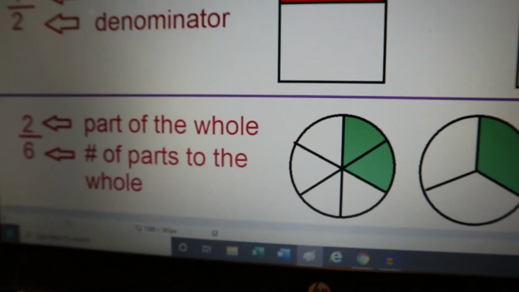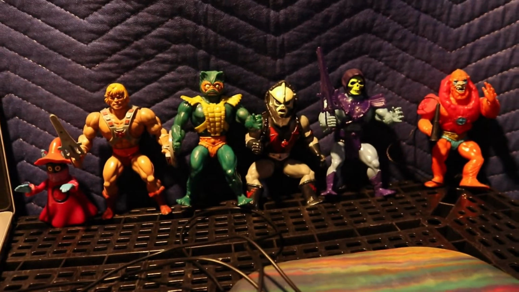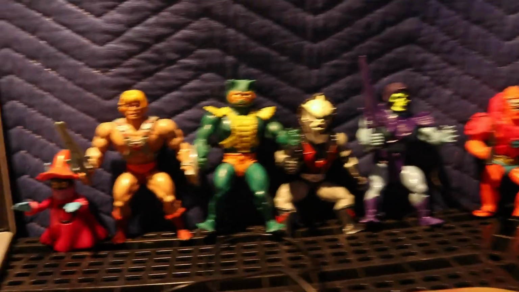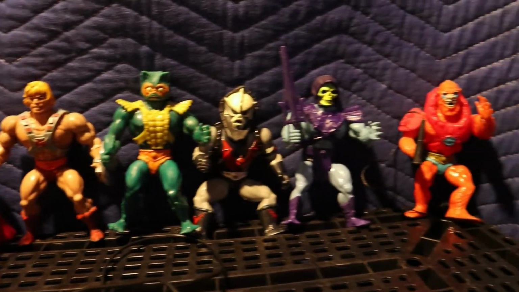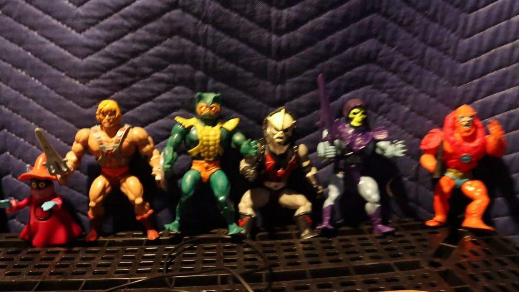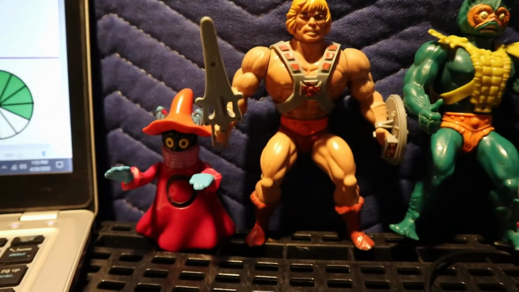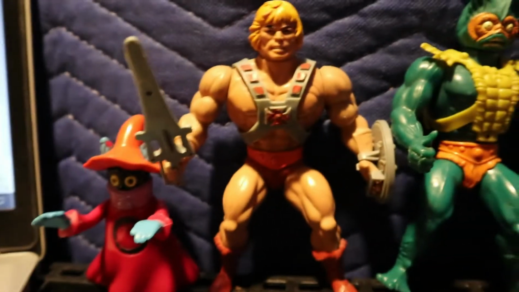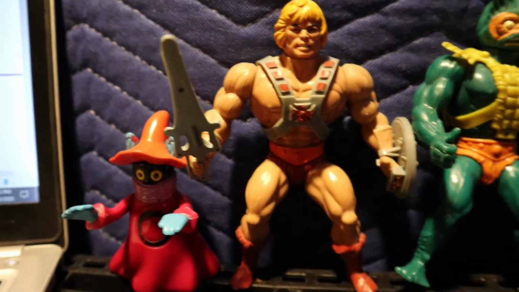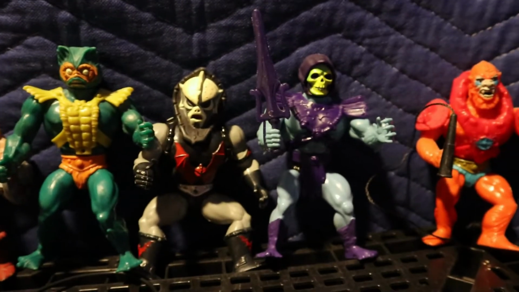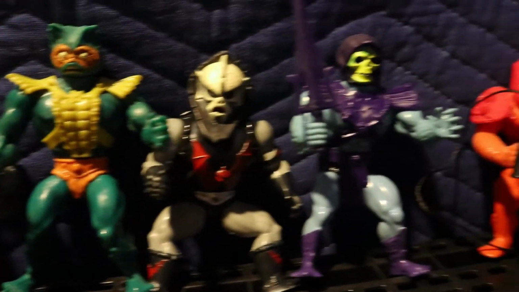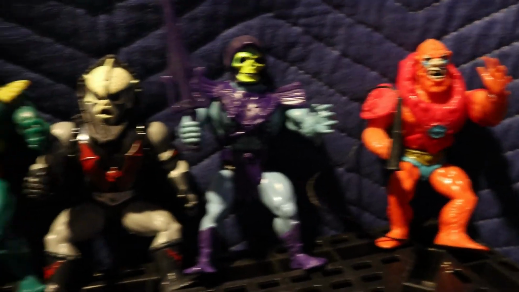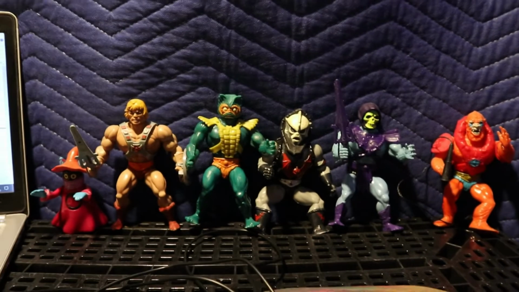Now, we can also use fractions to describe sets. So I have a set here of He-Man figures. So we have 1, 2, 3, 4, 5, 6 complete figures here. And 2 of them are good guys, He-Man and Orko. These 2 guys here, 1, 2, He-Man and Orko are the good guys. And there are 4 bad guys. So we have Merman, Hordak, Skeletor, and Beastman. So there's a total of 6.